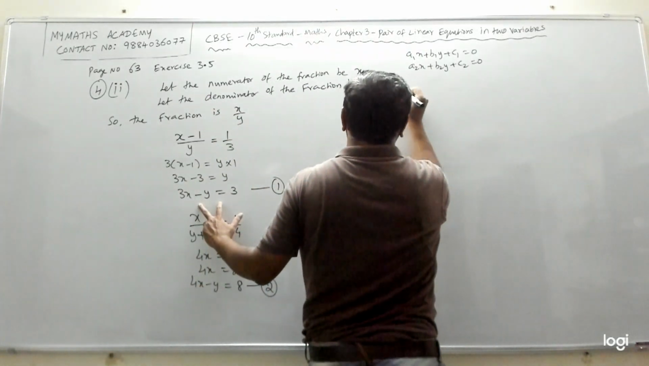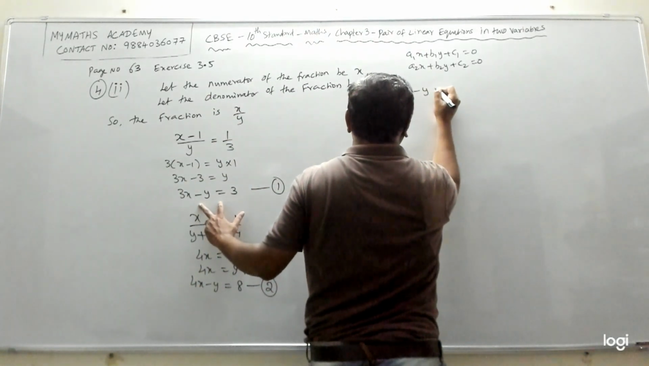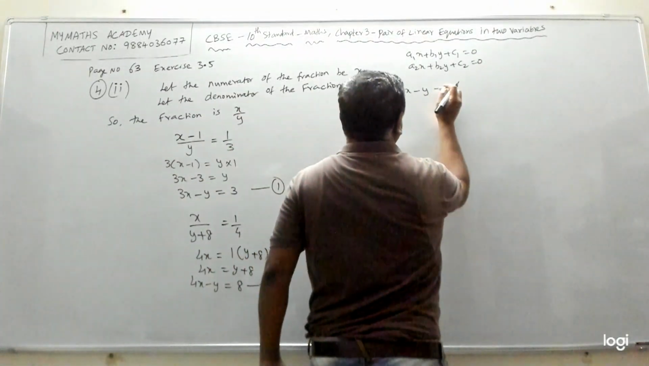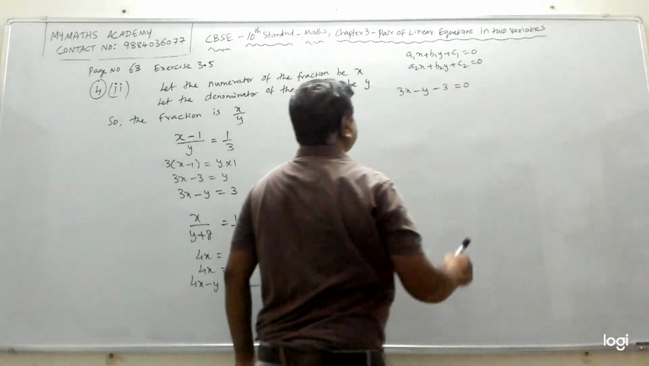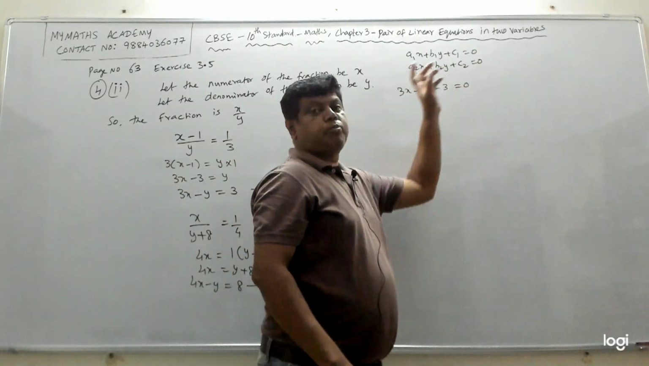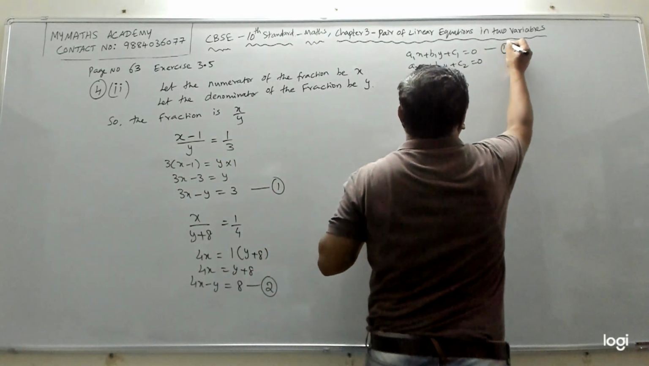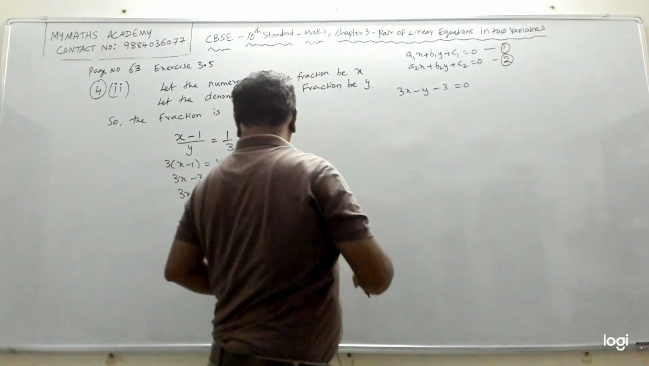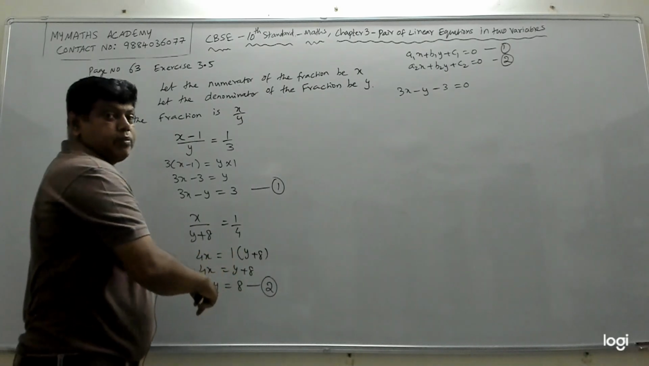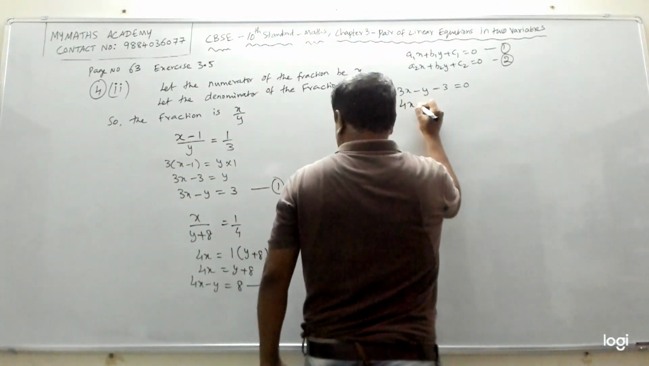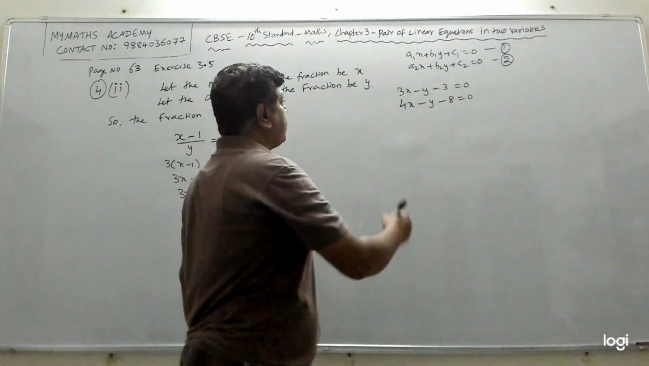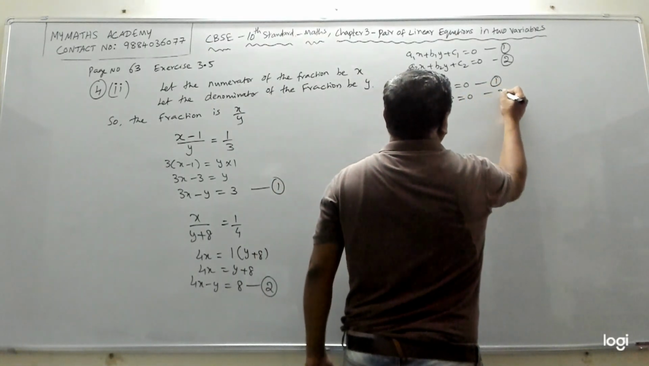So this will become 3x minus y, this 3 will come this side, it will become minus 3, equal to 0. Right? So we have to bring everything to one side so that it becomes like this equation. So it should be 0. So this is our equation 1. Similarly, second equation, we should bring 8 to this side. So it will become 4x minus y minus 8 equal to 0. So we have rewritten the two equations like this.